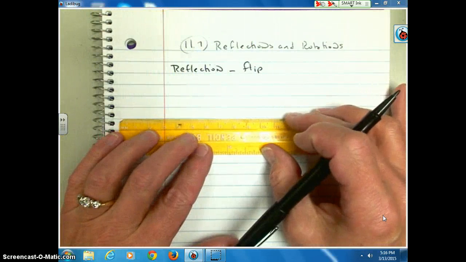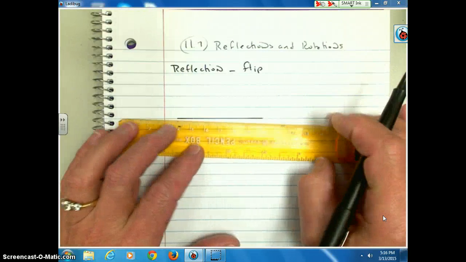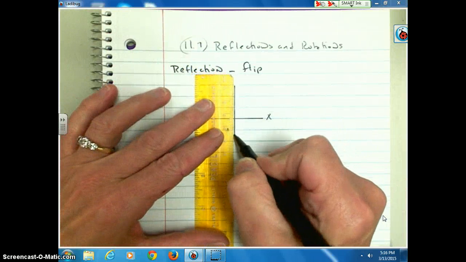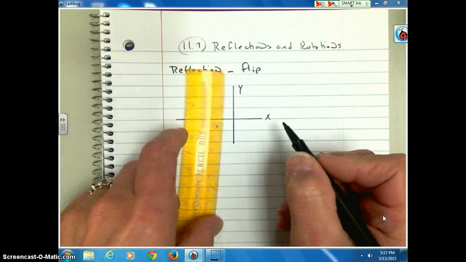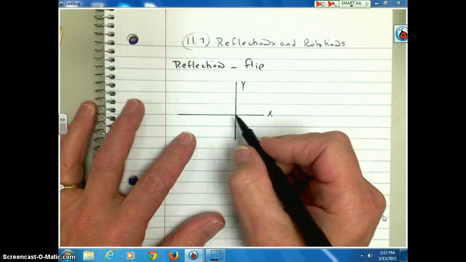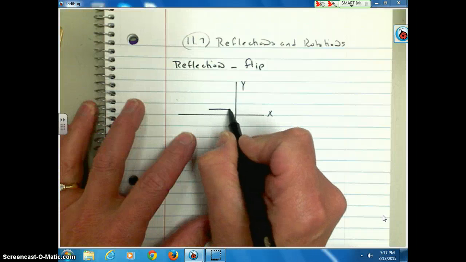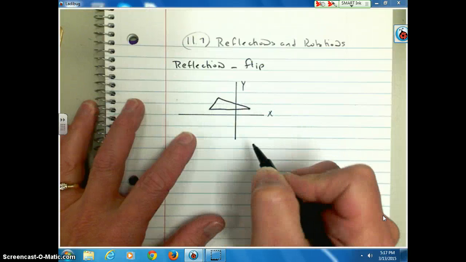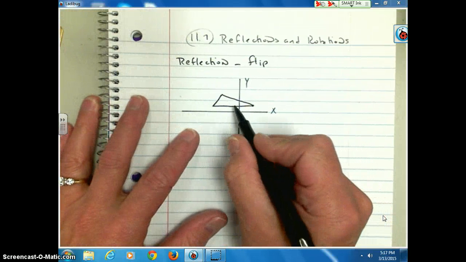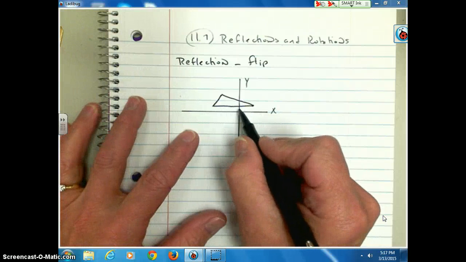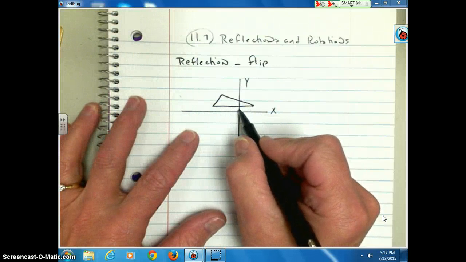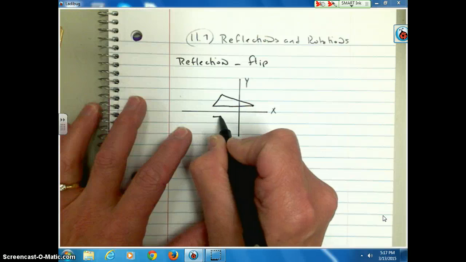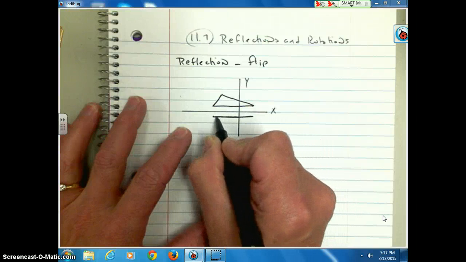We're going to use our straight edge and draw an x-axis, and then we're going to also draw a y-axis. And we're just going to sketch a triangle, if you will, that moves like this, and then we'll make it a little bit slanted there. And then we're going to create a reflection of this triangle, and the line of reflection is going to be the x-axis. So we're going to, again, about the same distance away from the x-axis, flip this triangle.